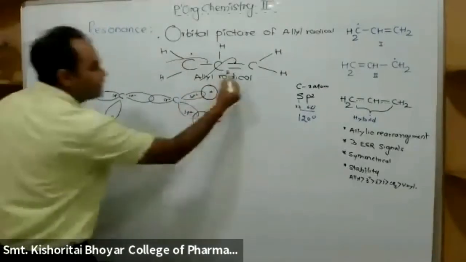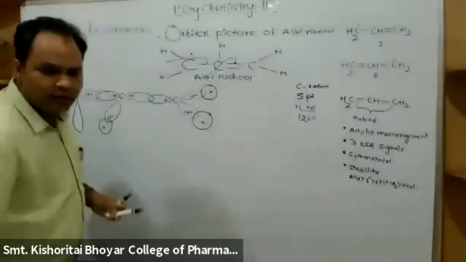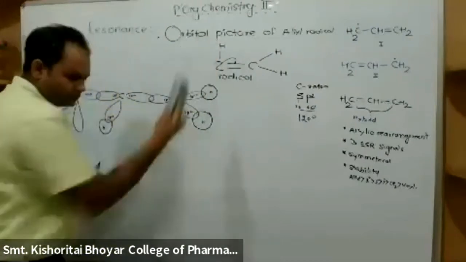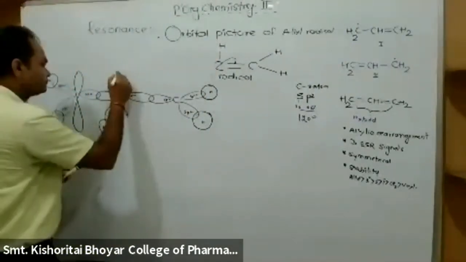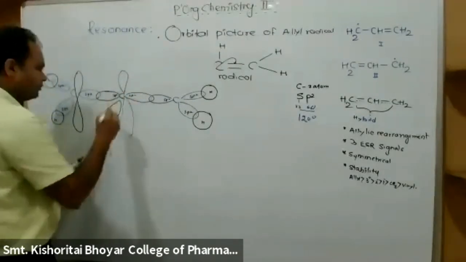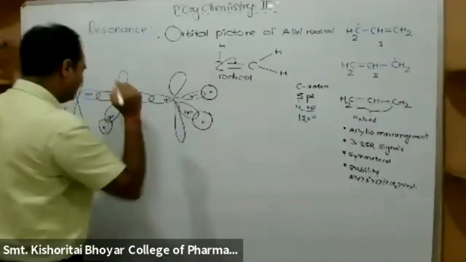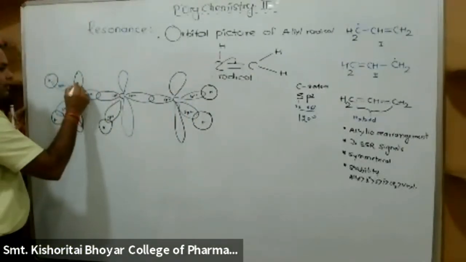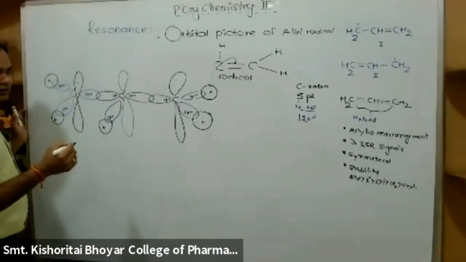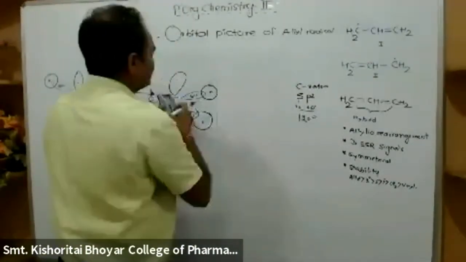Now here this is the double bond. Why is the double bond formed? Due to the overlapping of p orbitals. Again this carbon has a p orbital, and again this carbon has a p orbital. So each p orbital contains 1 electron. See this structure.